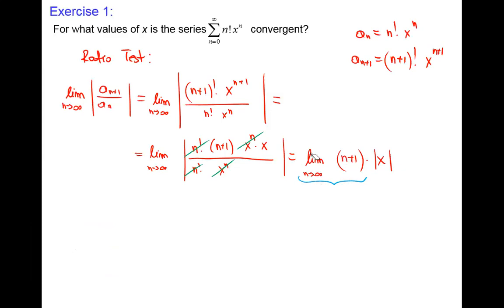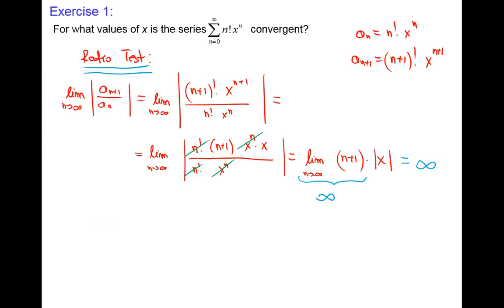What do you think? What is this limit, the limit at infinity of n plus 1? It's simply infinity, right? And infinity, a big number, times x. x could be any number, 1, 2, 3, 4, 5. That means infinity times any other number always gives me infinity. Okay, that means this looks like I never have convergence, because this is definitely infinity, greater than 1 based on the ratio test. That means this power series is never convergent.